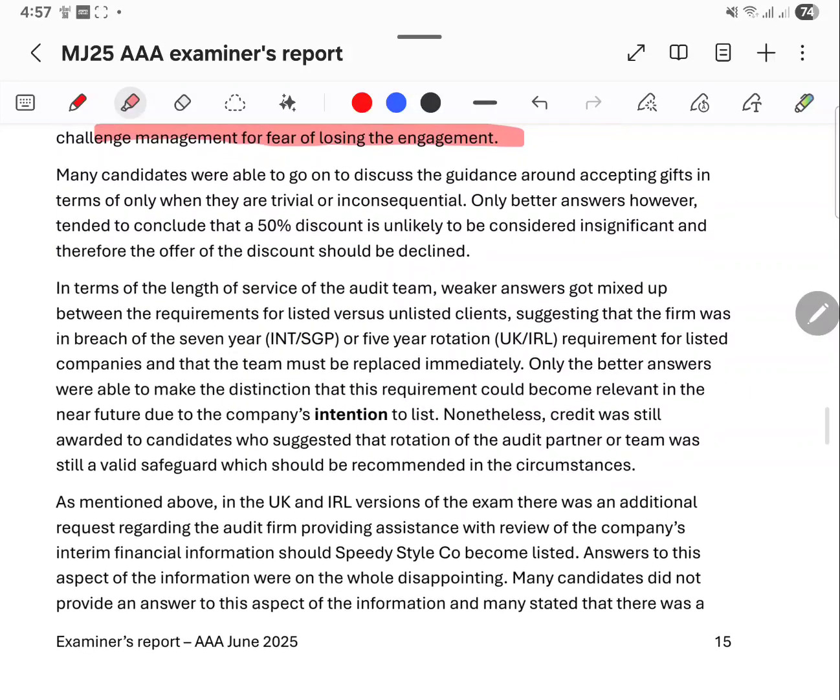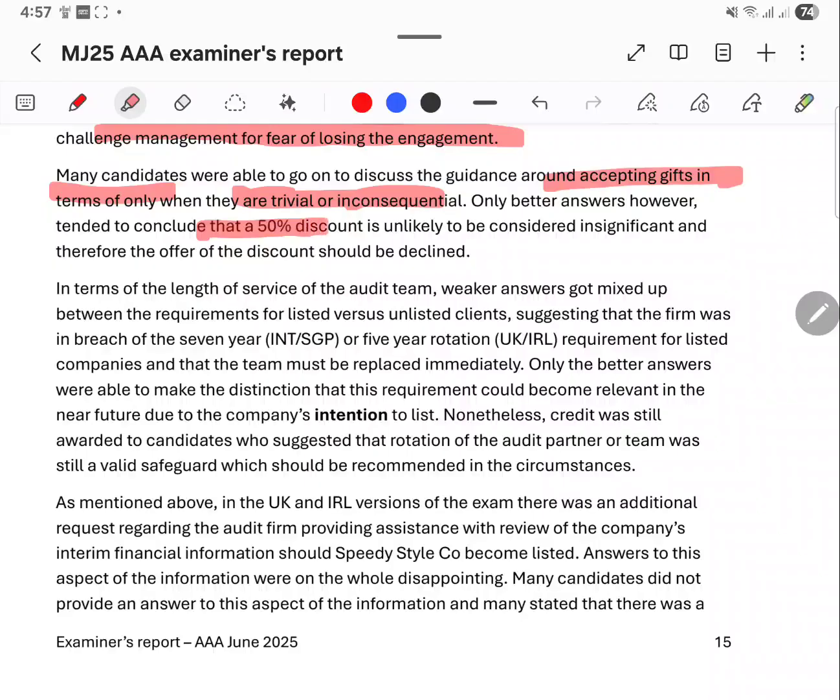Many candidates were able to go on to discuss guidance around accepting gifts, in terms of only if they are trivial or inconsequential. Only better answers, however, tended to conclude that a 50% discount is unlikely to be considered insignificant and therefore the offer of the discount should be declined.